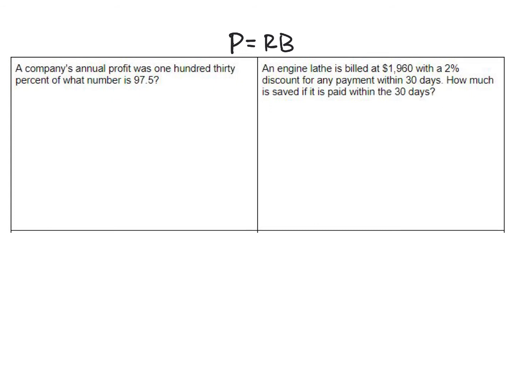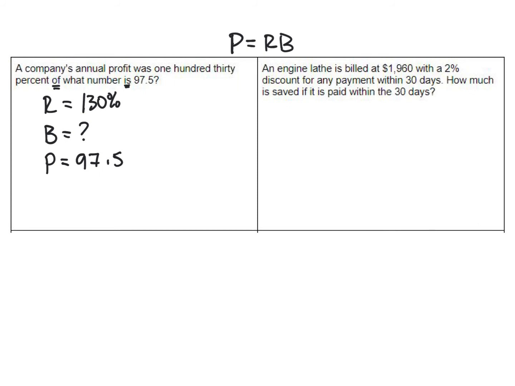So you're given the 130%. So 130%, think of that as our rate. Now it says of what number is 97.5. So when it says the of, that's going to represent our base. So in this case, the base, we don't know. And the is a good indicator of what the percent is. So in this case, the percent of our base is 97.5.